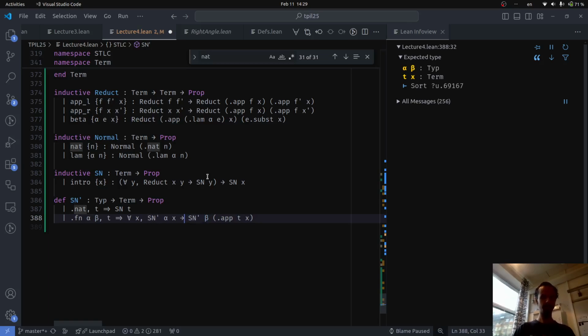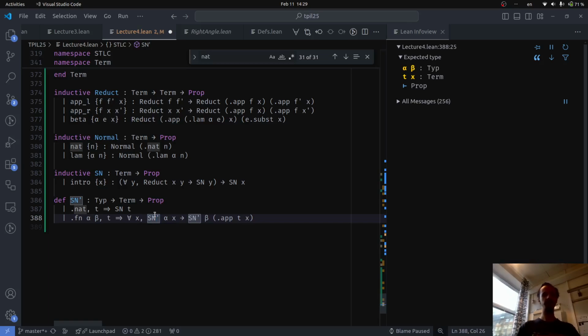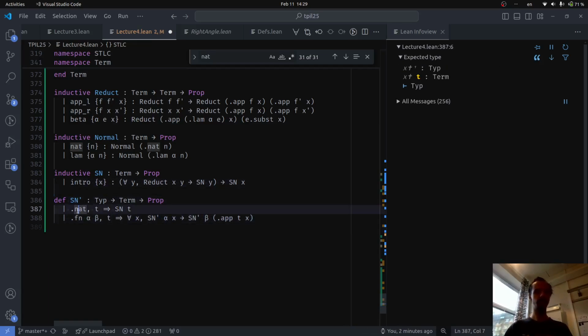I think that's well typed. So the idea is that if you have a strongly normalizing argument, then applying it to this thing gives you a strongly normalizing result. So this is our logical relation.